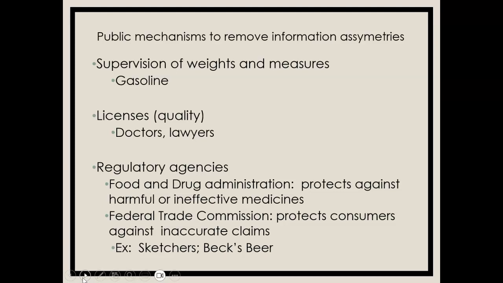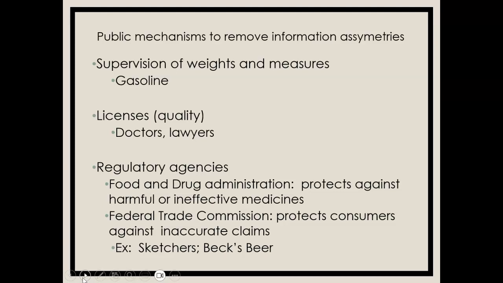Okay, so public mechanisms that can remove information asymmetries. Well, in our gasoline example, next time you go to the gas pump, take a look and you'll see there's a little seal on the pump. That's a seal that a supervisor of weights and measures, probably working for the state or the District of Columbia, depending on where the gas station is. This supervisor has come and measured and made sure that the gasoline pump is accurately measuring out the amount of gas that it's charging you for.